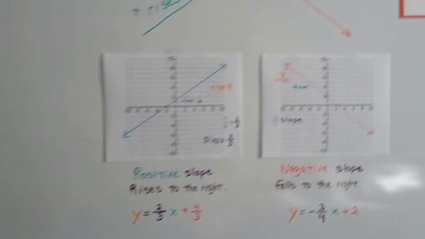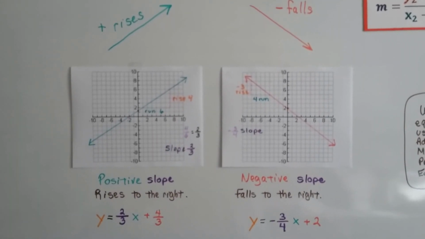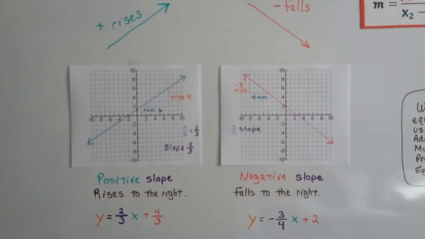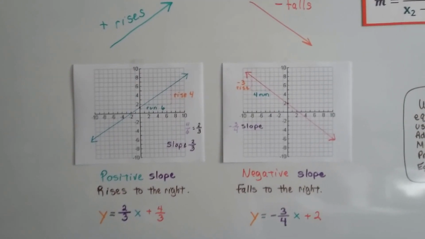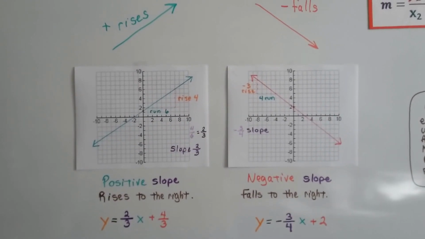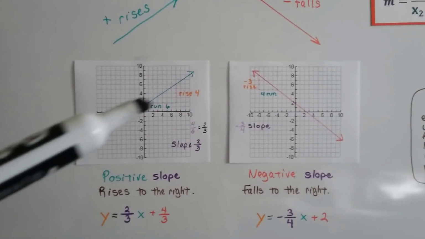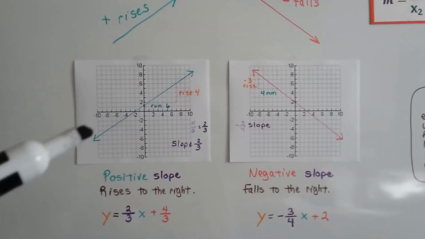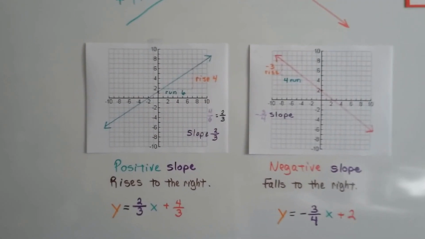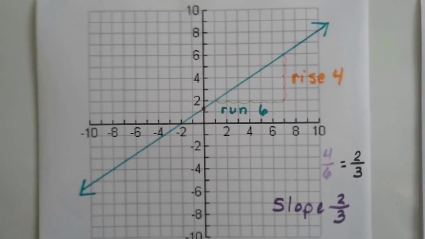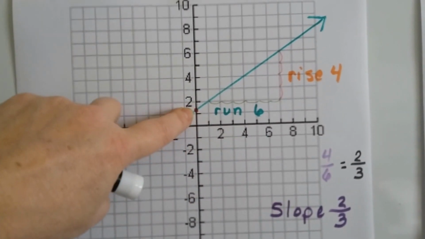So I want you to remember that if the line rises to the right, it's a positive slope, see? And if it falls to the right, then it's a negative slope. So let's take a look at these very carefully. This is going upwards. So just by looking at this line, we know that it's going to be a positive slope. And we can look at where it hits the y-axis. It hits it about 1 1/3, doesn't it? It's not quite a half.